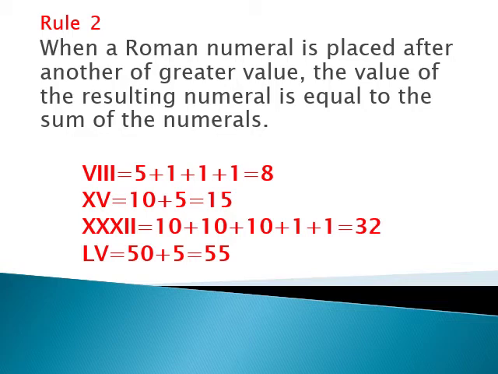Hence, we have VII equal to 5 plus 1 plus 1, whose sum is 7. In the same way, the next example, XV, X is of greater value, V is of smaller value. So XV stands for 10 plus 5, whose sum is 15. Now look at the last one, LV. L is for 50, V is for 5. So LV becomes 50 plus 5, 55.